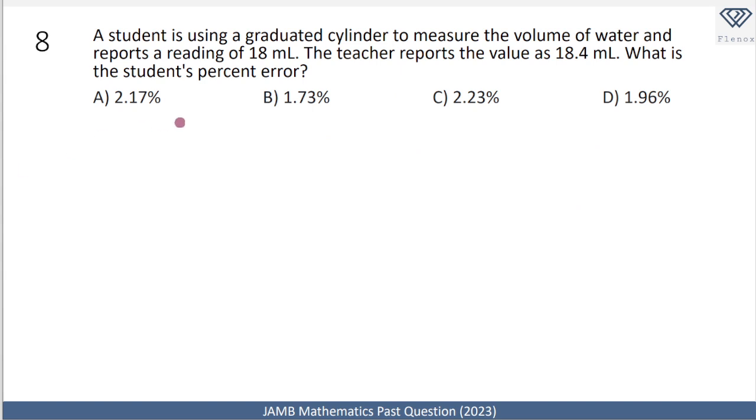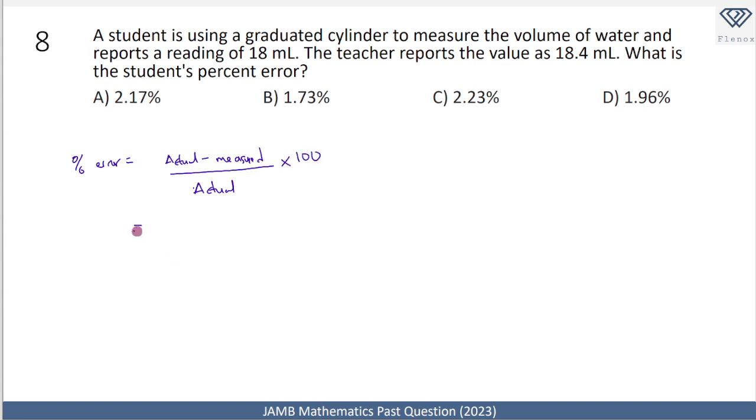We are told that a student is using a graduated cylinder to measure the volume of water and reports a reading of 18. Now, the teacher reports the value as 18.4. What is the student's percentage error? Now, we know that the percentage error is equal to the actual value minus the measured value, over the actual value, times 100.